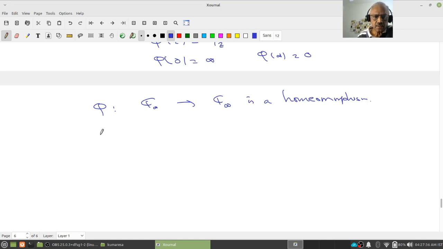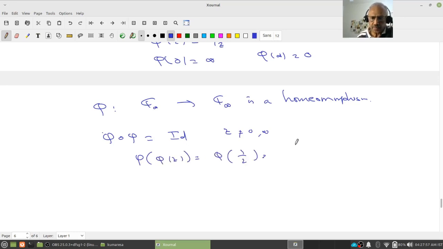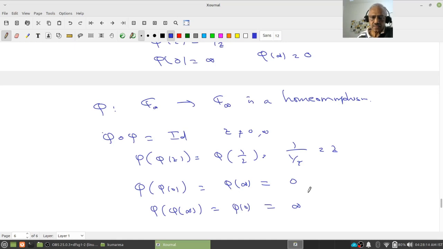That means first notice that phi composite phi is identity. Look at that. Why? Because if z is not 0, not infinity, phi of phi of z will be phi of 1 by z. That will be 1 by z inverse, which is z. And if z is 0, phi of 0 will be infinity, phi of infinity is 0. And similarly, phi of phi of infinity will be phi of 0, that will be infinity. Okay, therefore phi inverse is phi.